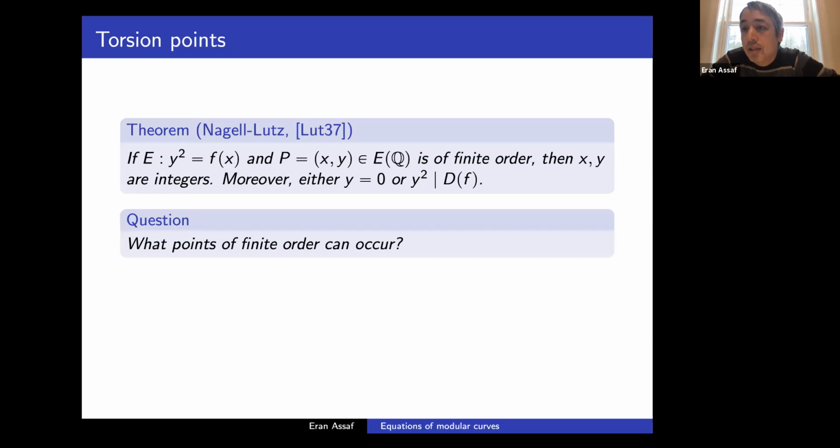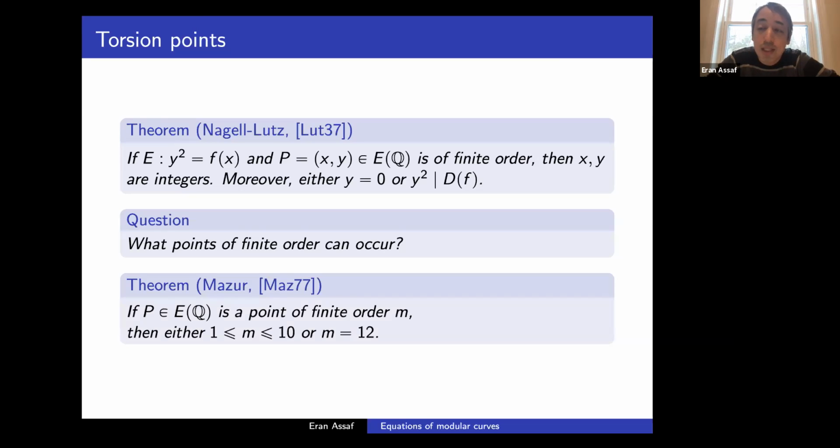But a larger question naturally follows. So what points of finite order can occur at all? And this was answered by Mazur much later in 1977 in a theorem that states that if we have rational points of finite order, then this finite order could be at most 12. And in fact, he even classified which possible torsion subgroups can appear.